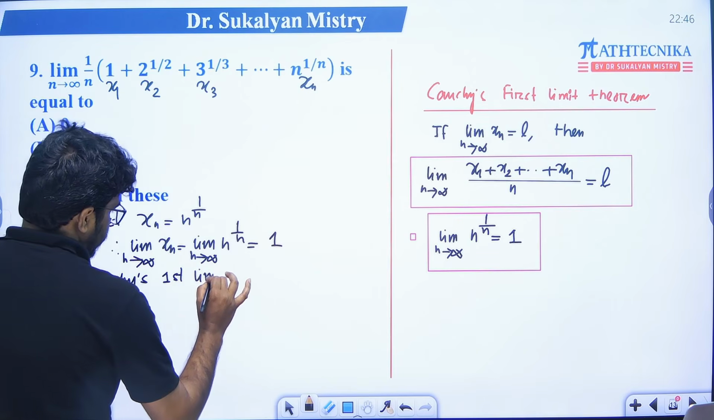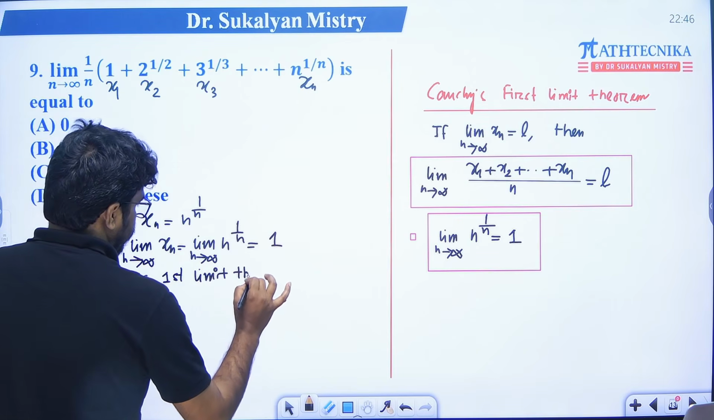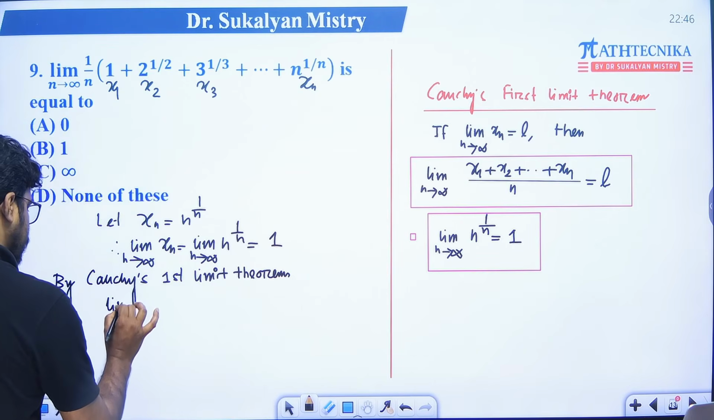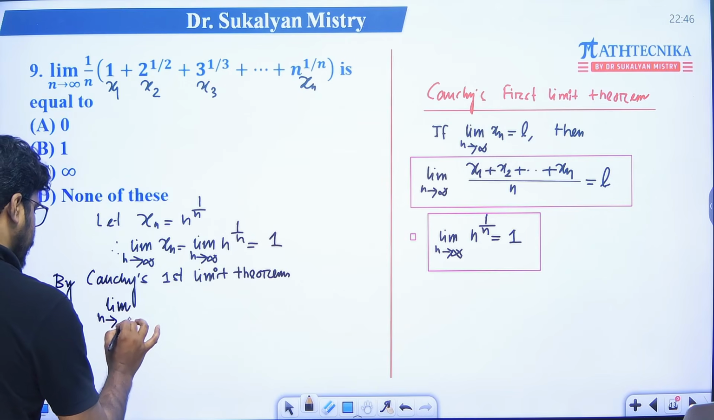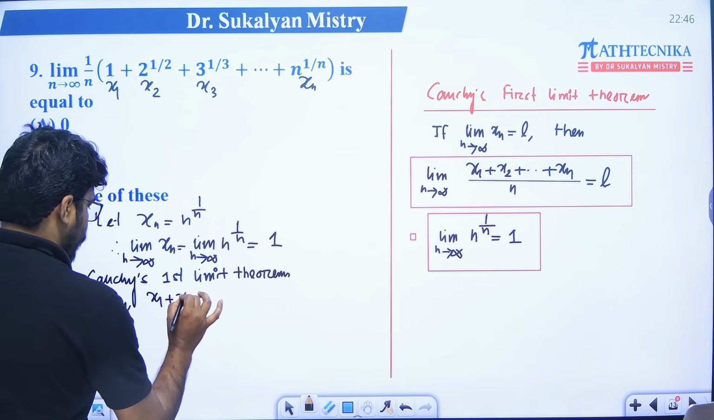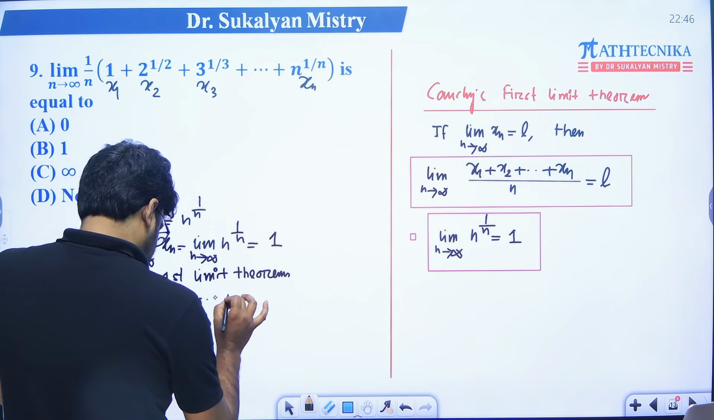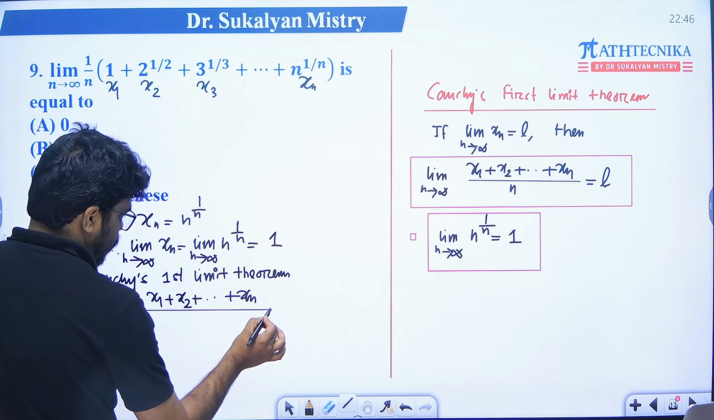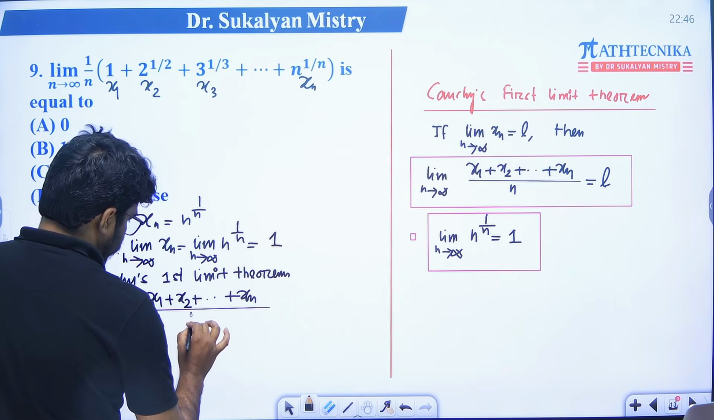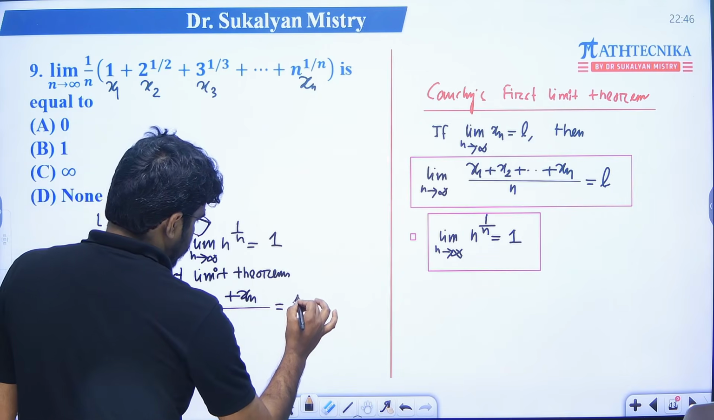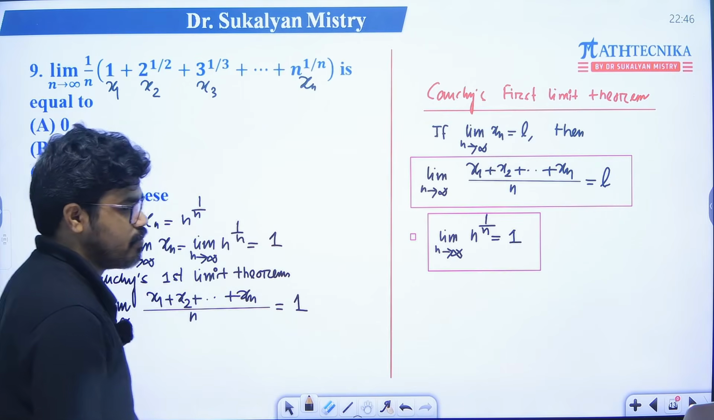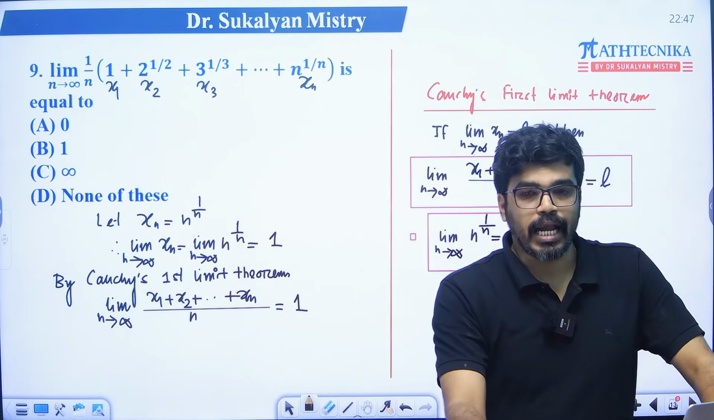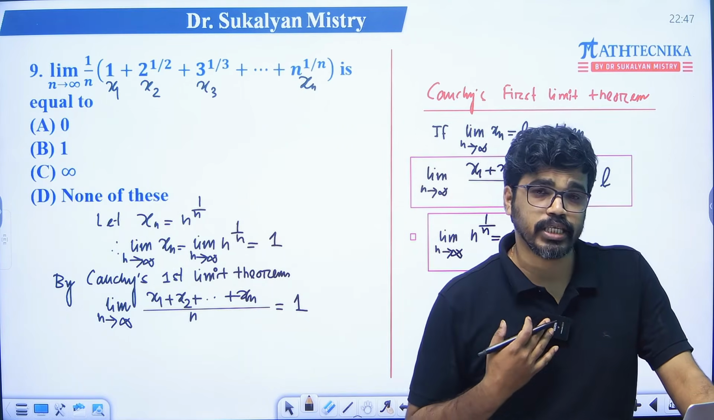so what can we write? By Cauchy's first limit theorem, we can write limit n tending to infinity of (x1 plus x2 plus dot dot xn) divided by n also converges to 1. So this is Cauchy's first limit theorem: if a sequence xn converges to L, then its arithmetic mean also converges to the same limit.